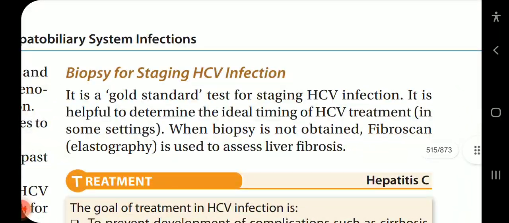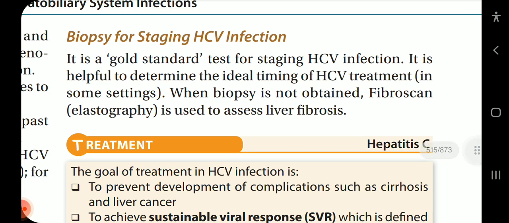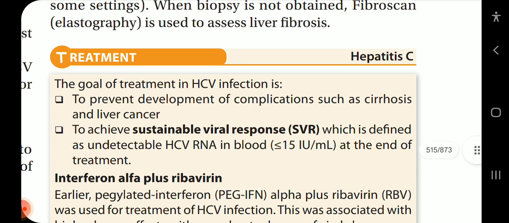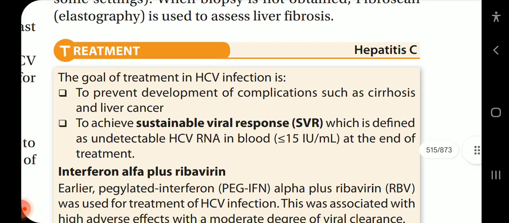Biopsy for staging HCV infection. It is a gold standard test for staging HCV infection that is helpful to determine the ideal timing of HCV treatment in some settings. Where biopsy is not obtained, fibroscan elastography is used to assess liver fibrosis.